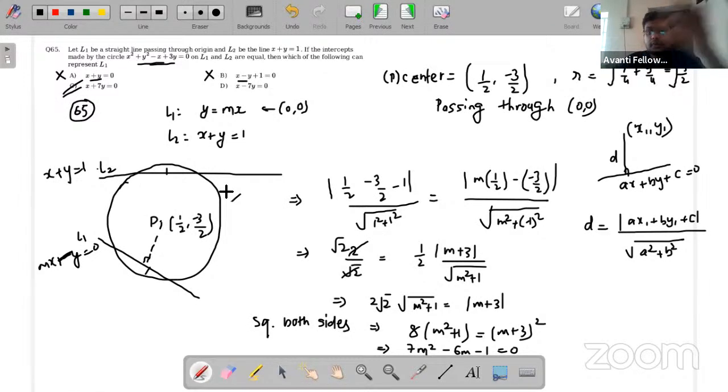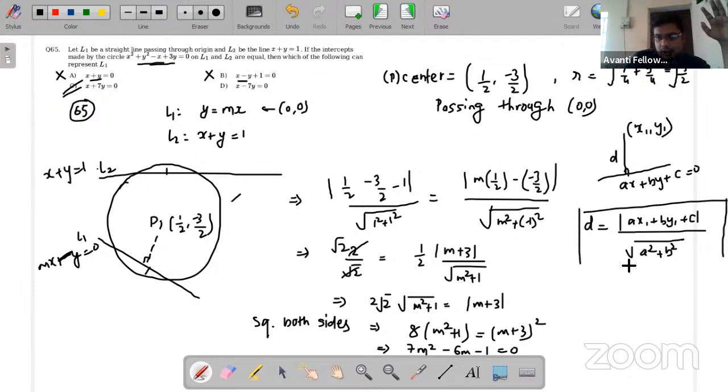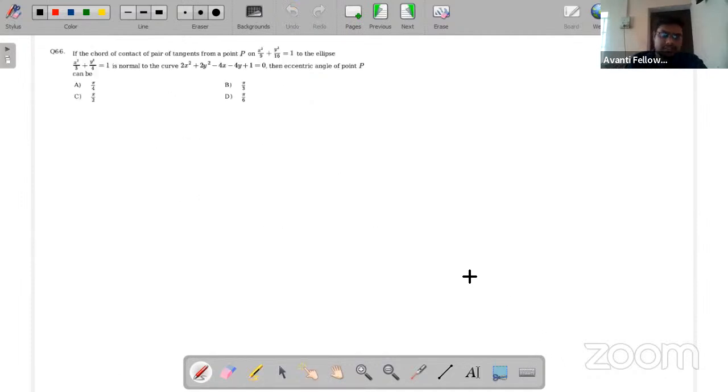Clear? So what is the basic funda? Basic funda means if a circle is there and two lines are making the same intercept, then the perpendicular distance from the center will also be equal. And we know the perpendicular distance formula from a point to a line. That is the formula: d is equal to modulus of ax1 plus by1 plus c upon root over a square plus b square. Okay, moving on to the next question.